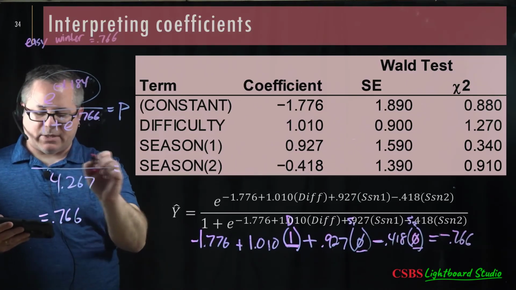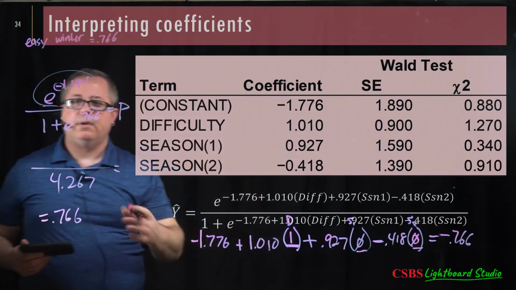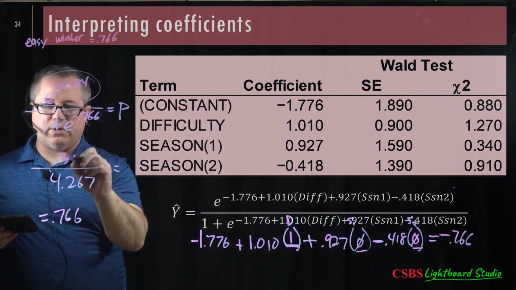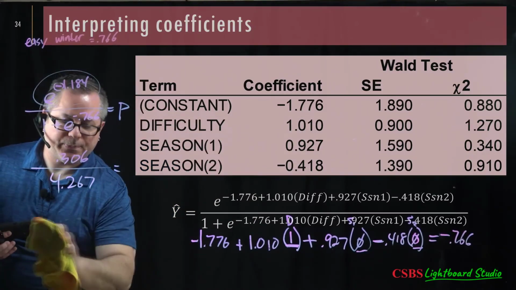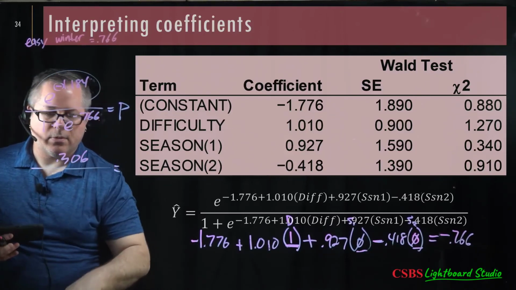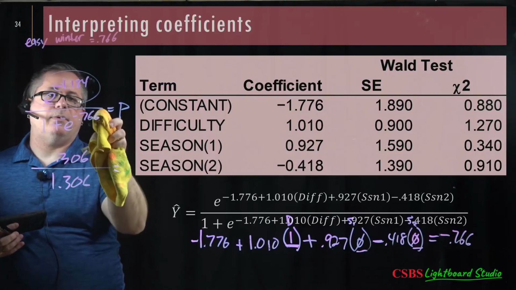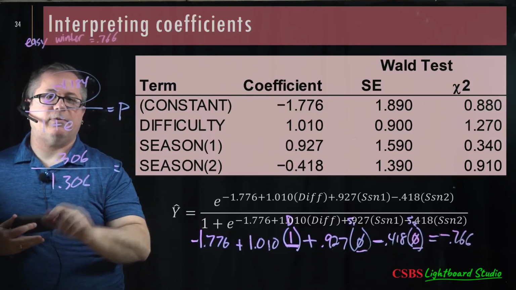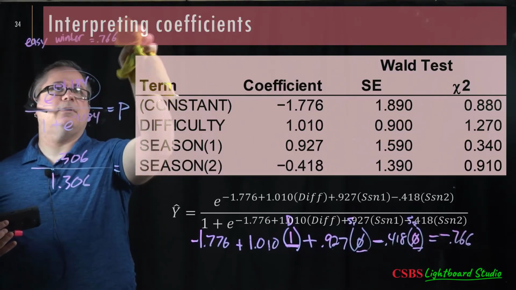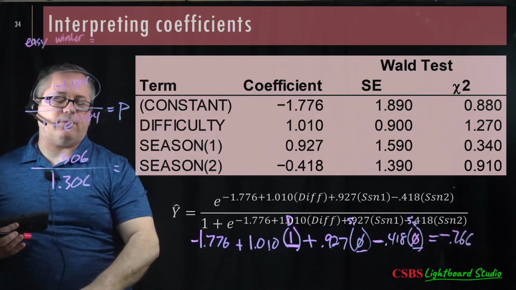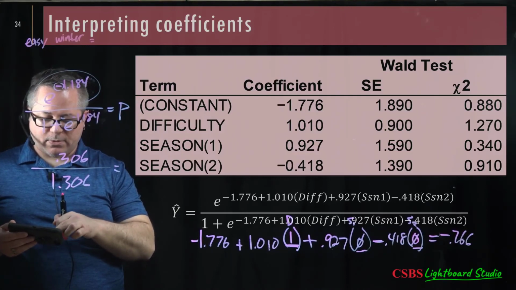So this number was not 3, whatever it was. This actually should be 0.306 over 1.306. So going back to our original equation for a second, this should again be negative 1.84, which means easy winter, that you actually should have a pretty low probability of falling. So what's 0.306 divided by 1.306?